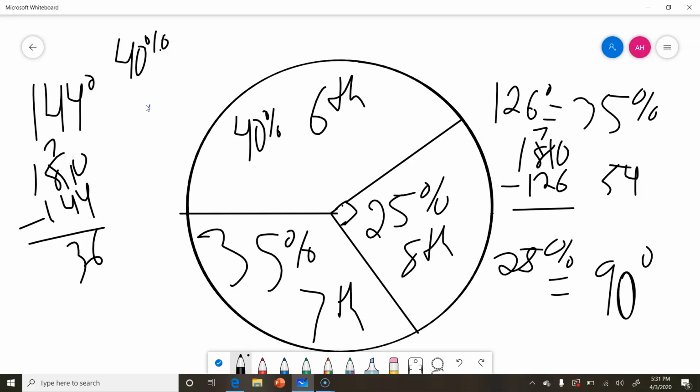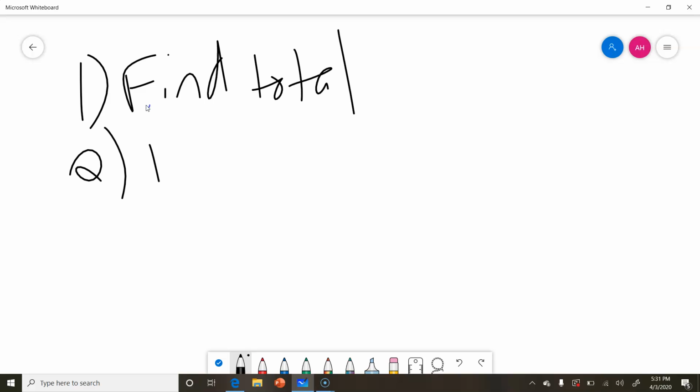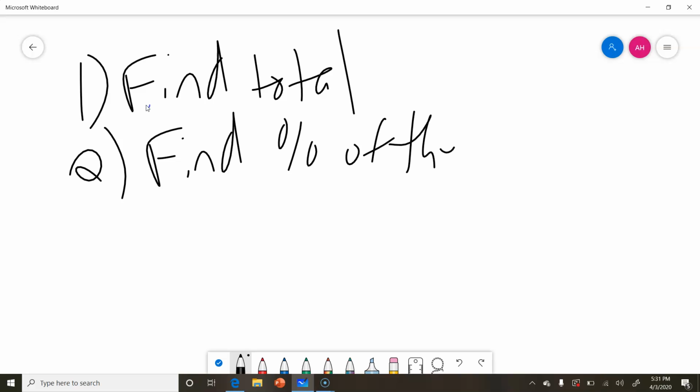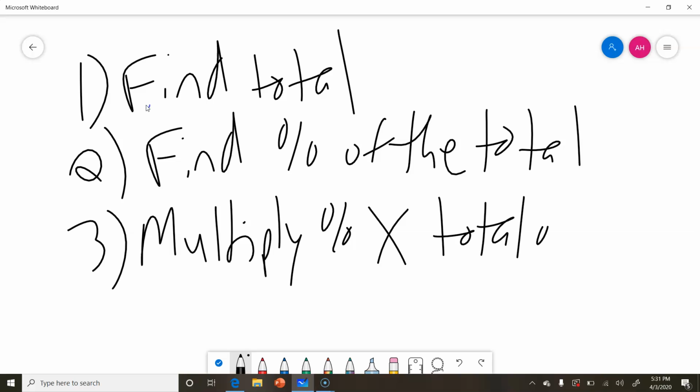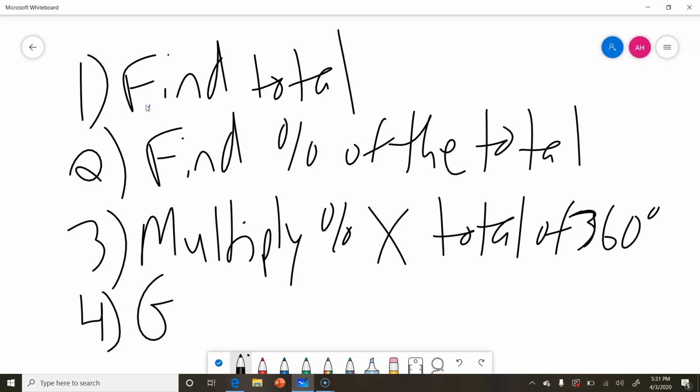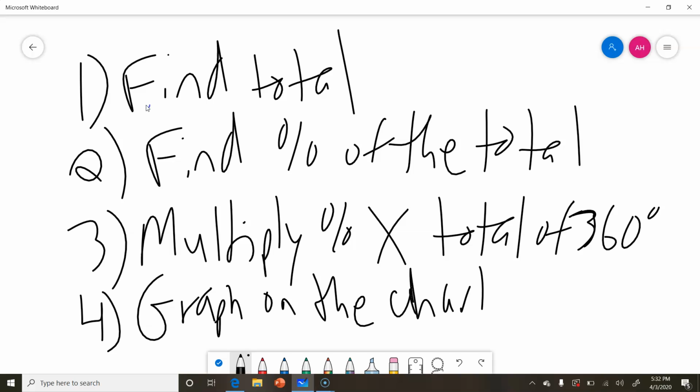So the key part is, the first thing you have to do, step number 1, is find the total. Okay, then number 2 is find the percent of the total. And then step 3 is to multiply the percent times the total of 360 degrees to get your degrees. Okay, then step 4 is just to graph on the chart, right?